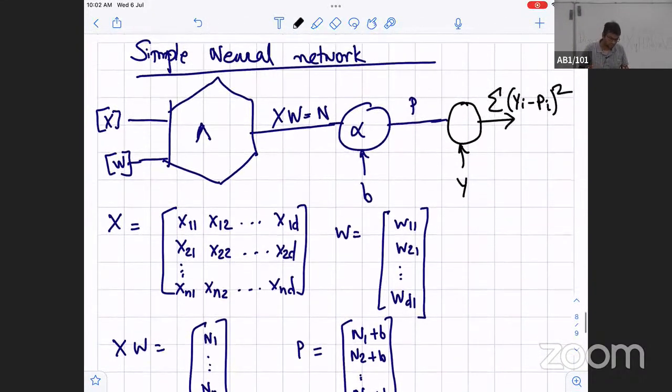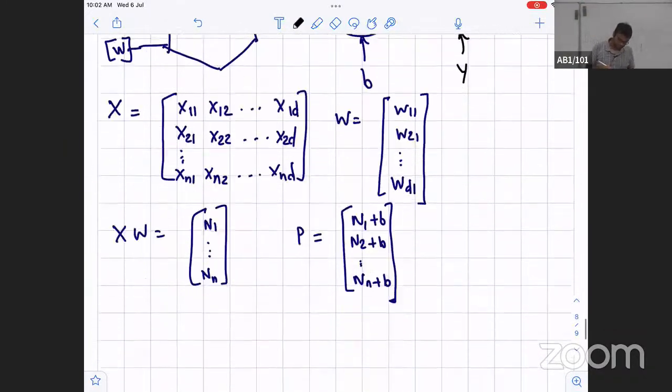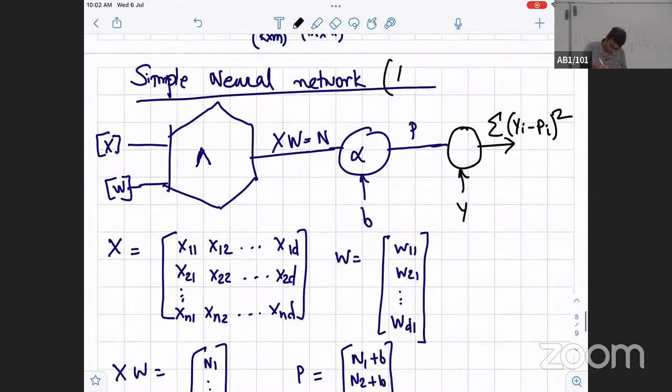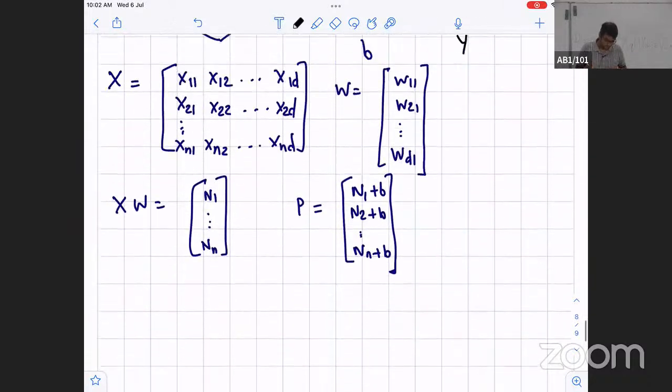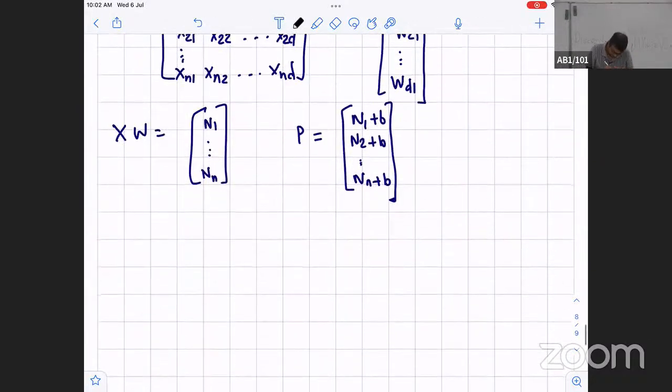By the way, what is this operation doing exactly? What does it remind you of? Linear regression. So this is linear regression. Linear regression can be thought of as a simple neural network. All right, so the forward pass, I'm hoping this is clear.